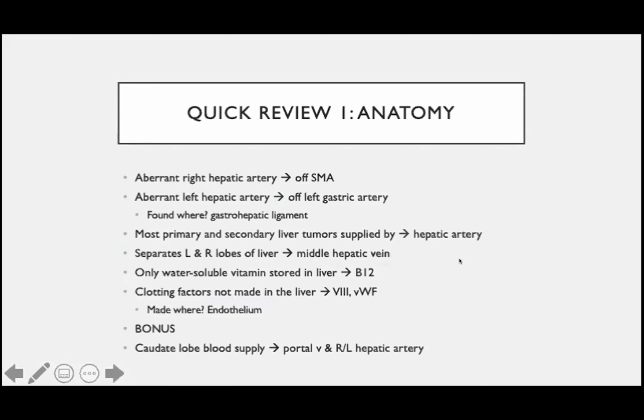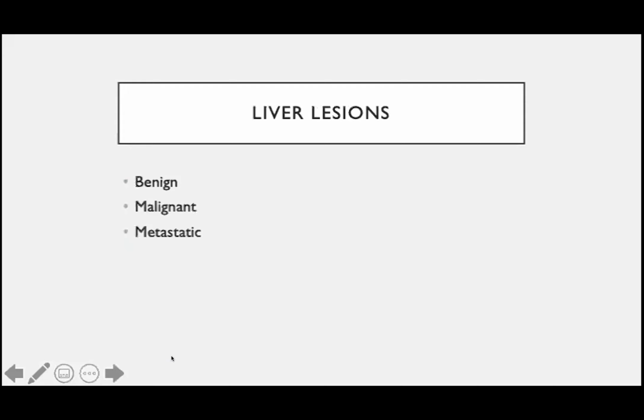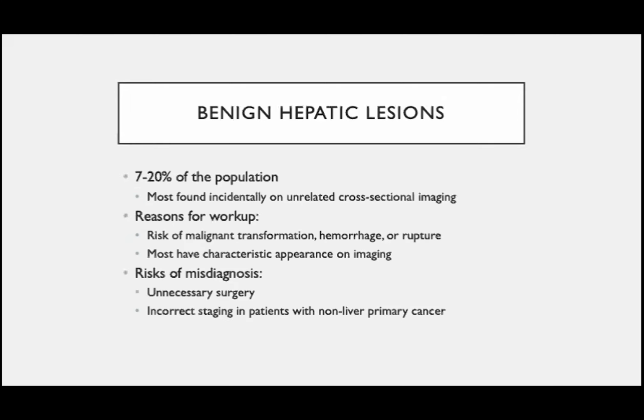Cool. Moving on to the actual hepatic lesions part of the talk. So there's benign, malignant, and metastatic. Benign is actually the majority of what we're going to be talking about. Benign lesions are in 7 to 20% of the population. Most are found incidentally on workup for unrelated cross-sectional imaging. Reasons to work these up: some have risks of malignant transformation, hemorrhage, or rupture. Most have a characteristic appearance on imaging, which is very testable. If you misdiagnose these, there are risks. They can have unnecessary surgery and incorrect staging in patients with non-liver primary cancer.